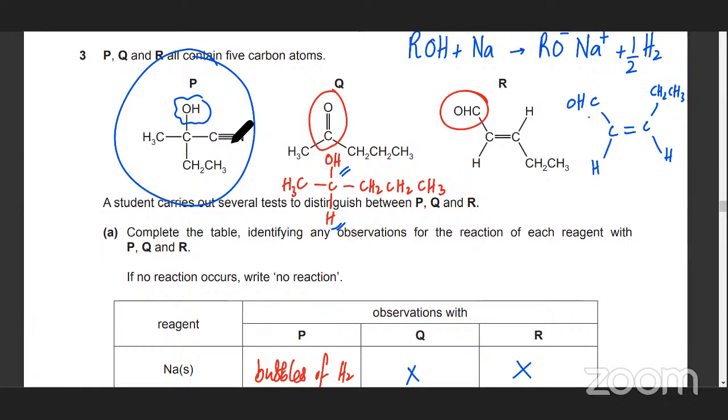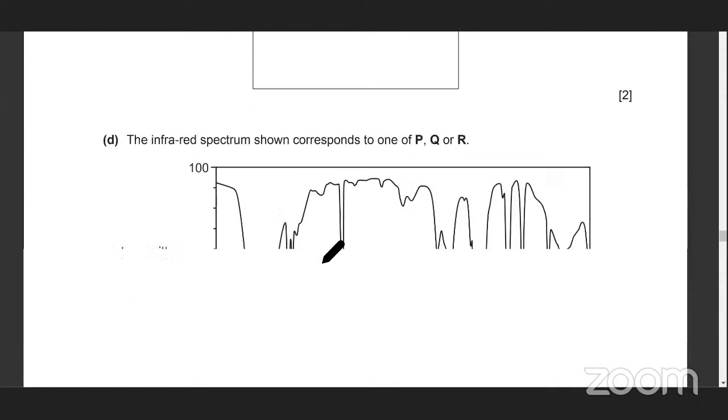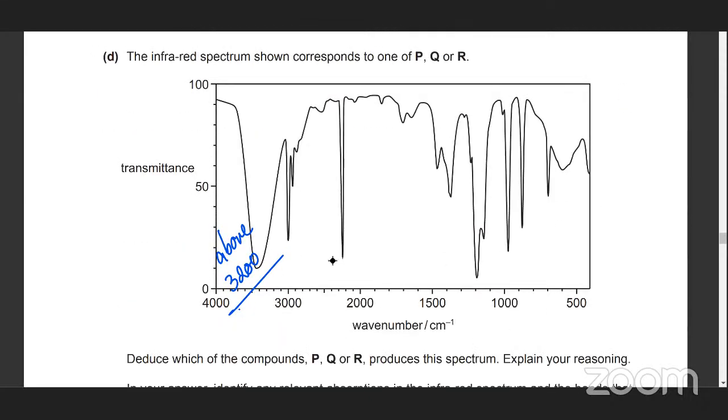You can look at other bonds, C triple bond N. Go and check whether there is a C triple bond N. Yes, there's an absorption at 2200 to 2250 for a C triple bond N. So you can talk about that because you are getting an absorption at this 2200 range. So that's another one you could come up with.